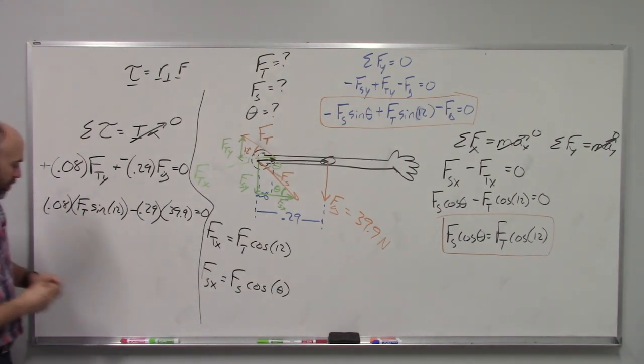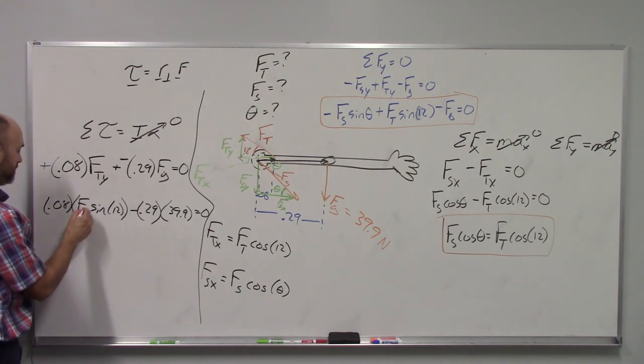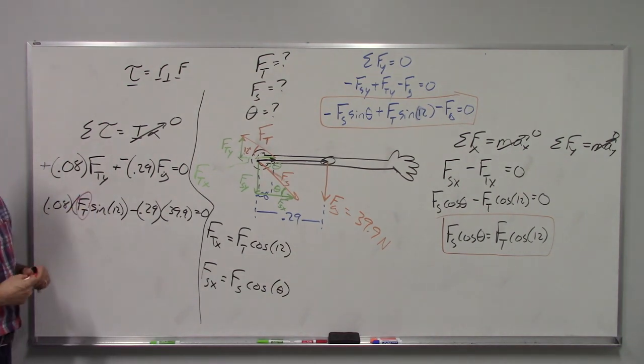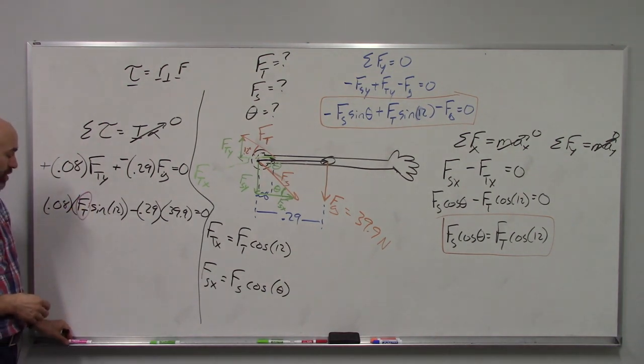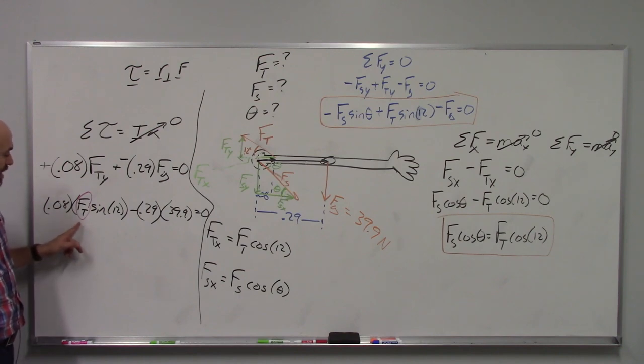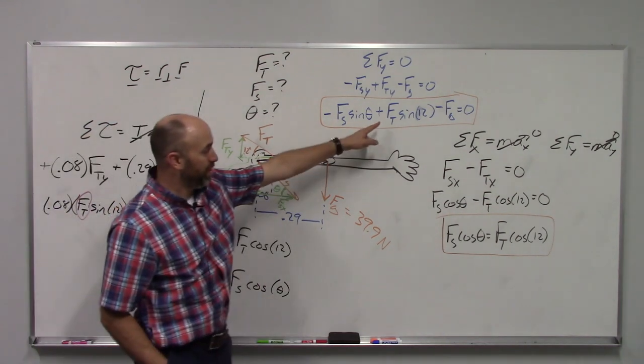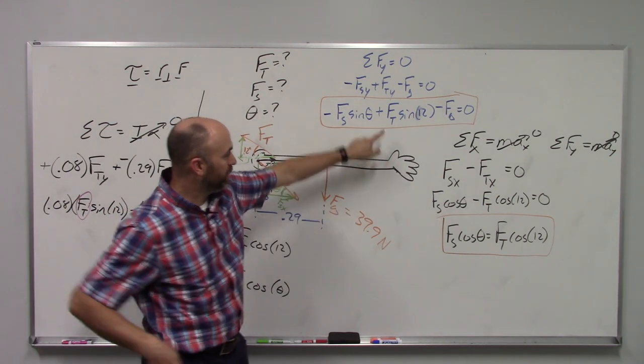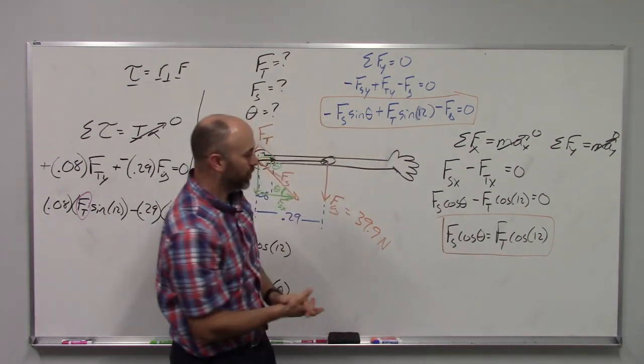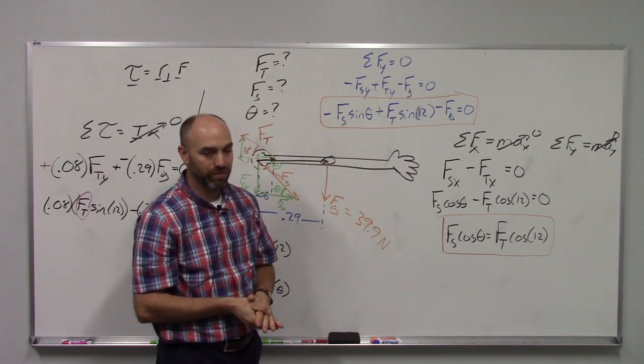And now you know everything in this equation except for the force of tension. I'm sorry, the force of tension of the deltoid. So that'll give you the force of tension of the deltoid. And once you solve for that, you can plug that in up here and here. So now you'll have two equations with two unknowns, and then you can solve those also.